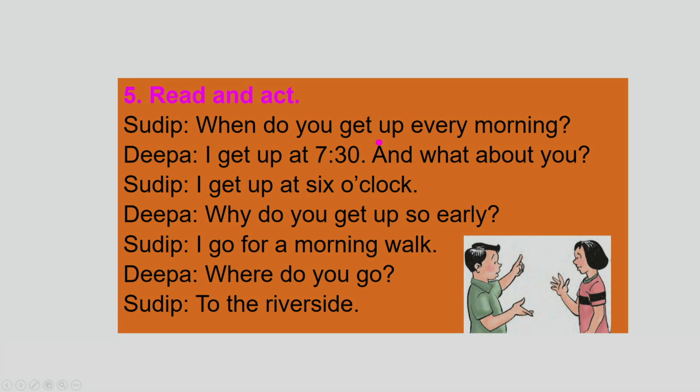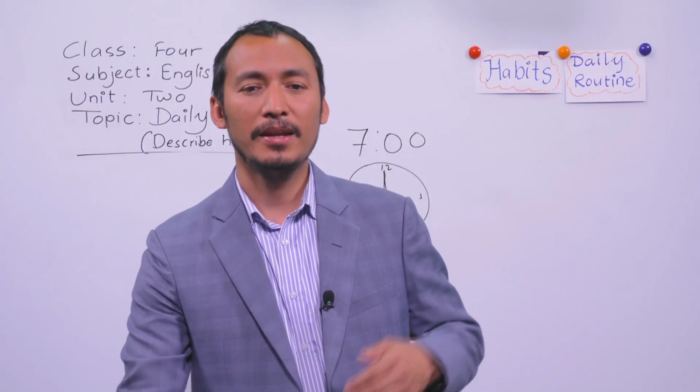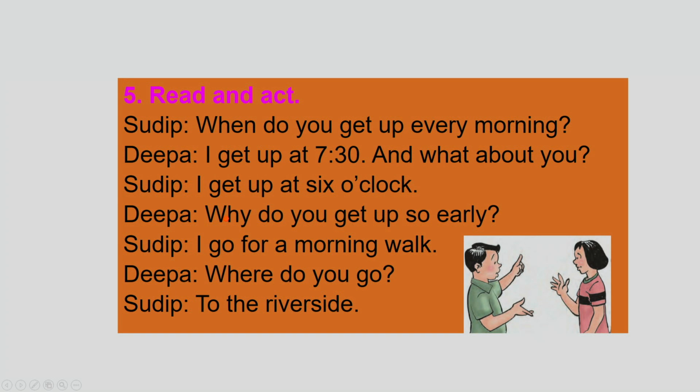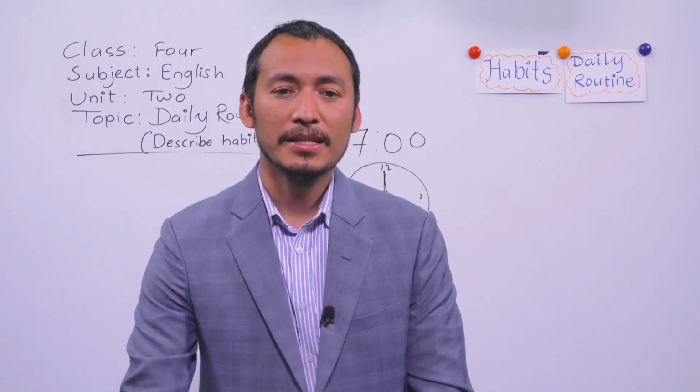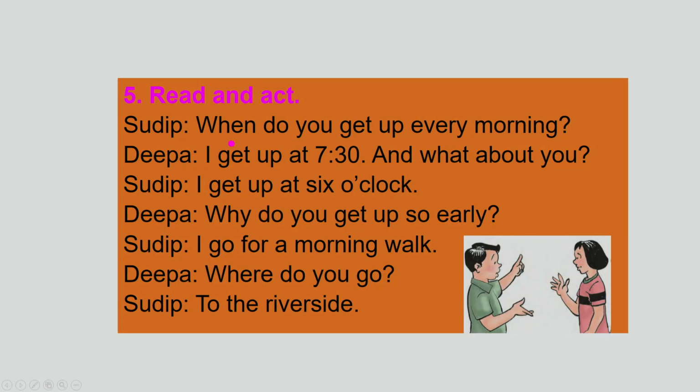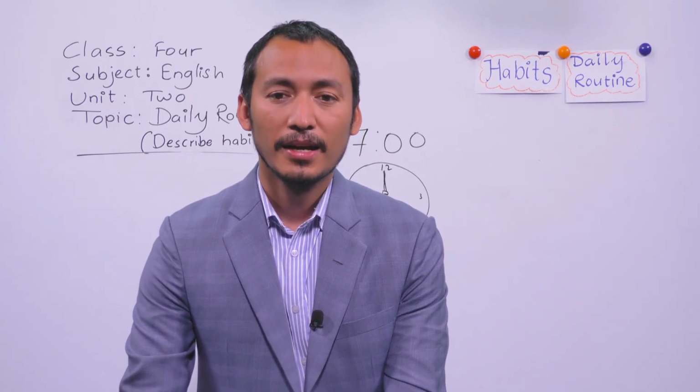So you can start, when do you get up, what time do you get up in the morning, and you can answer, I get up at, and what about you? Or you can ask, and why do you get up so early? And you can ask for a reason. And for the morning walk, you can again say, where do you go? And you can name the place where you are going. Okay, this is how conversation can be done for daily habits or routines.